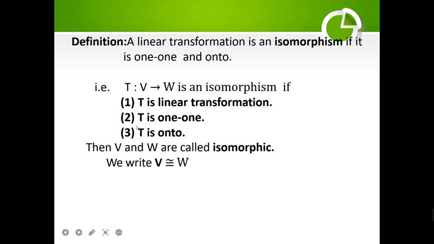And then the last property is the onto function. Onto, y is equal to f of x. It says that every element in y should be mapped from some element of x. So T from V to W will be an isomorphism, or V will be isomorphic with W, if T carries these three properties. Then V and W are called isomorphic. We write V isomorphic with W.